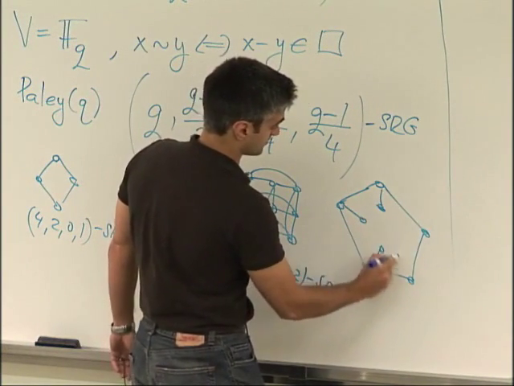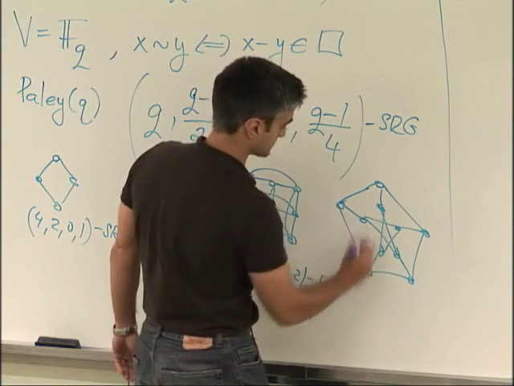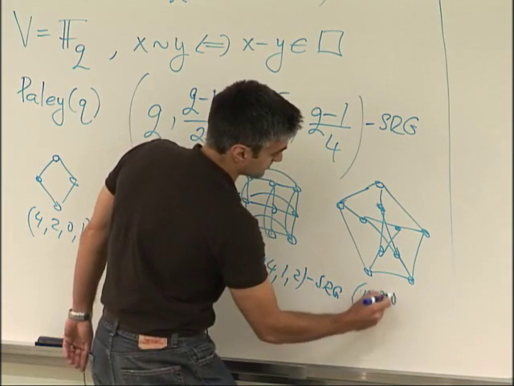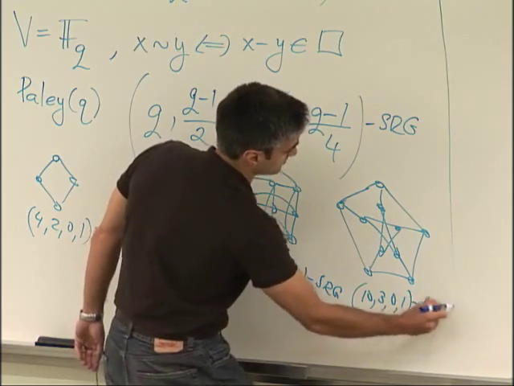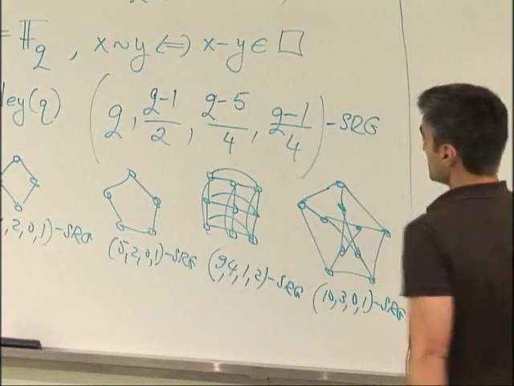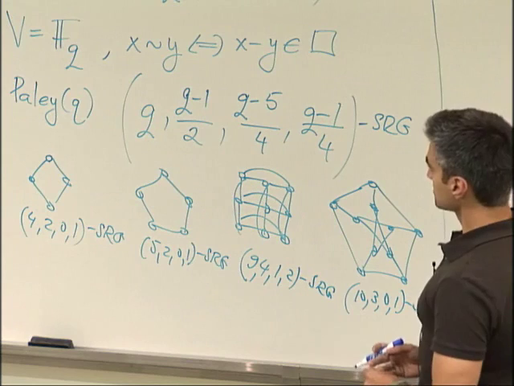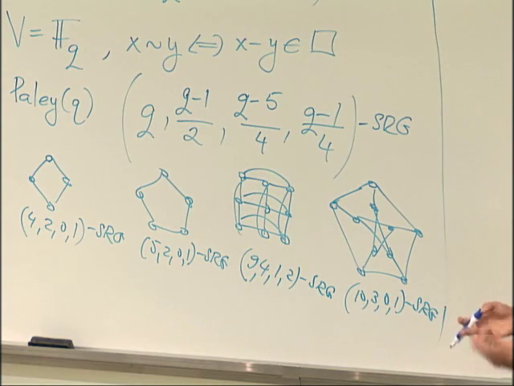Is also a strongly regular graph. So this is a (10, 3, 0, 1) strongly regular graph. But again, there are many more examples. Okay, so now the problem that I'll talk about is about connectivity of these graphs.